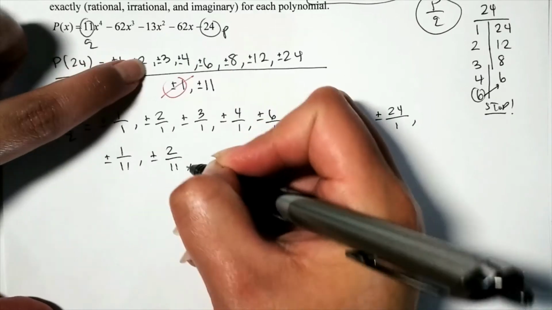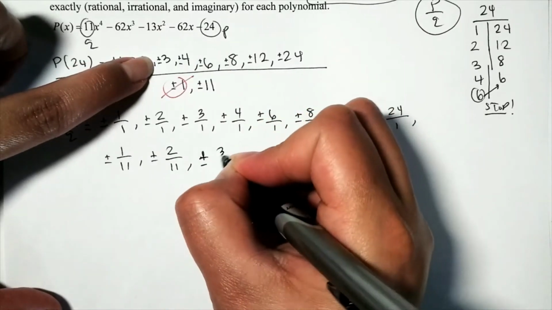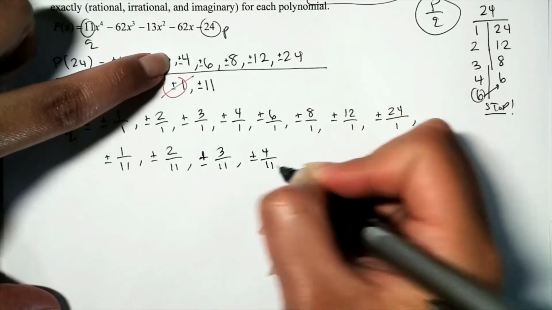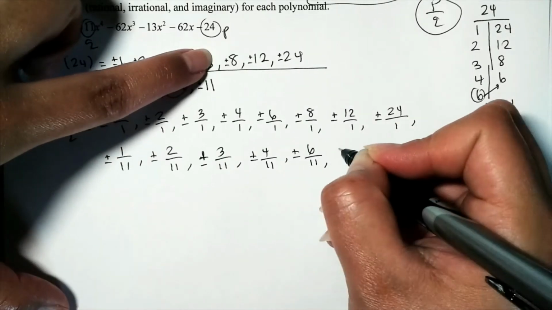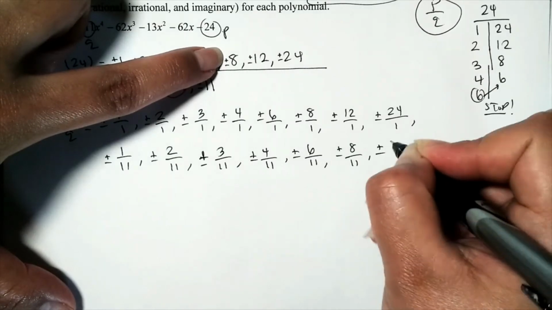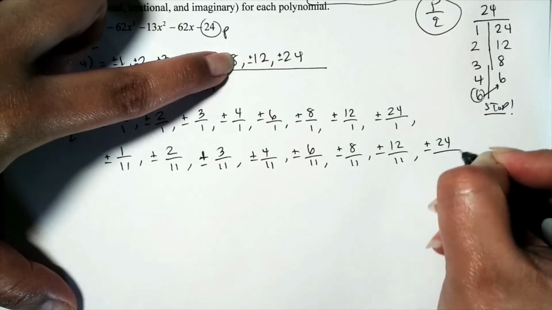It's like, why am I picking ugly numbers? You know what? Life ain't pretty. Sometimes I put ugly numbers so I don't have to do as many problems. 4 over 11, 6 over 11, 8 over 11, almost done. 12 over 11, and then 24 over 11.